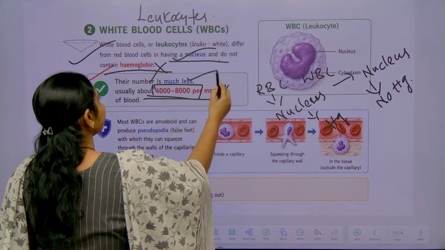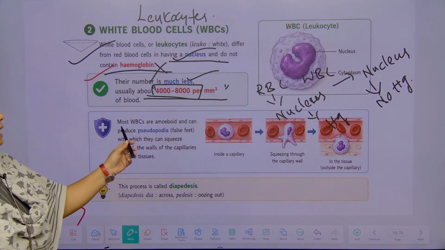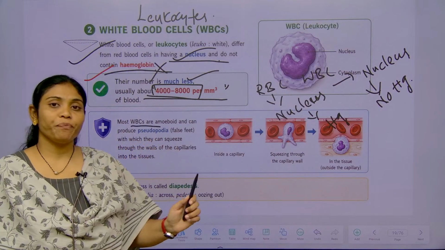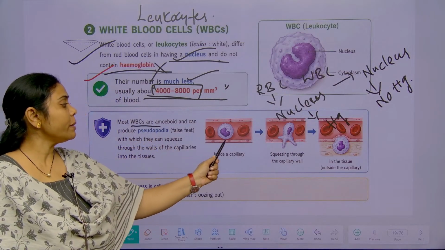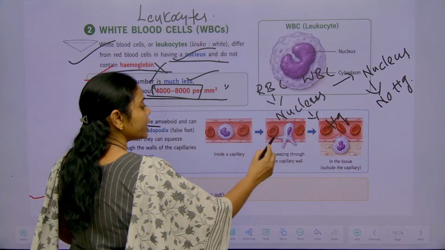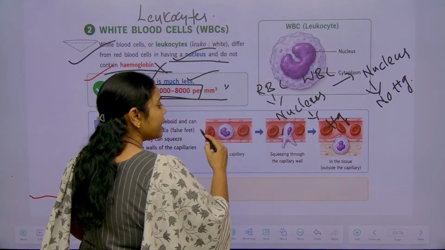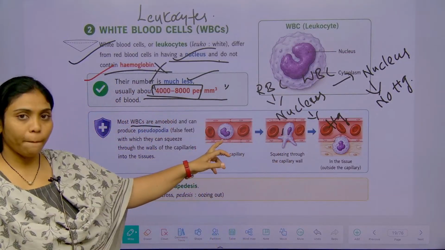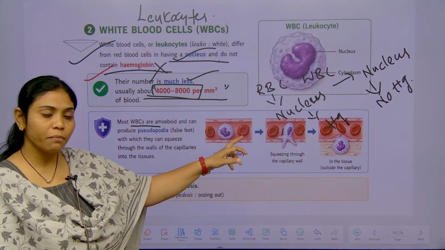Very few numbers we can identify, and the WBCs mostly have what kind of movement? Amoeboid movement. So, what is amoeboid movement? Here you can see, while they are being transported in the blood capillary along with the RBCs.